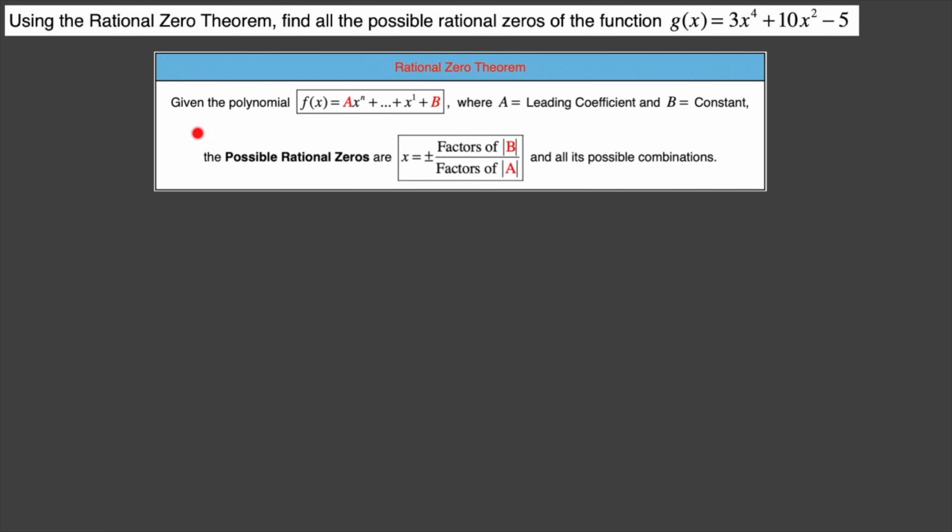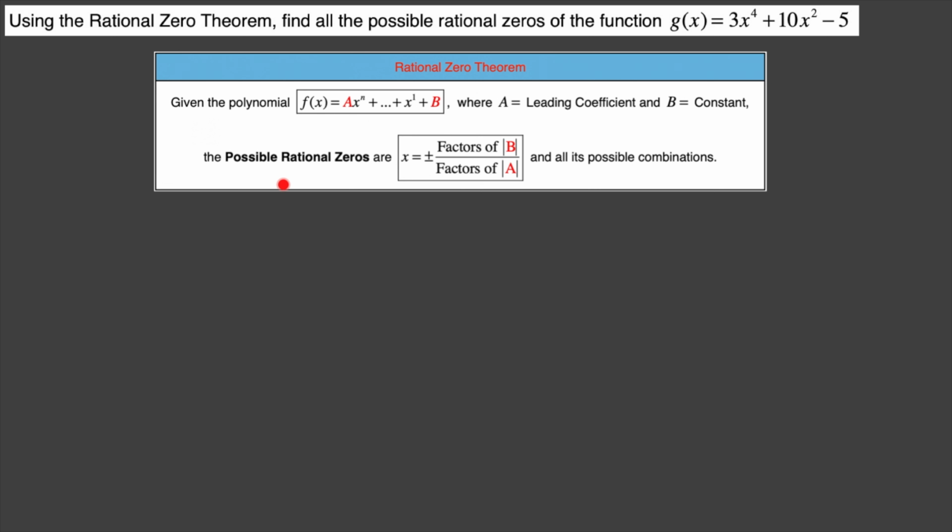Here it is. If you're given a polynomial in this form, f of x equals ax to the n plus blah, blah, blah, all the way down to your constant b. So a is your leading coefficient. So a is the coefficient in front of the term that has the highest exponent of x. And b is your constant at the very end.